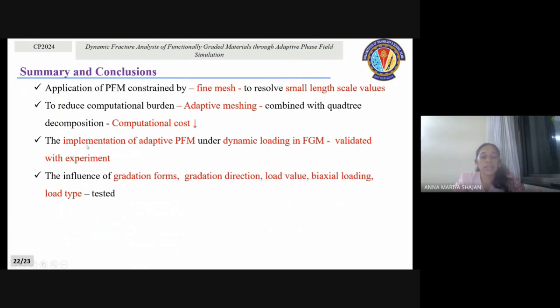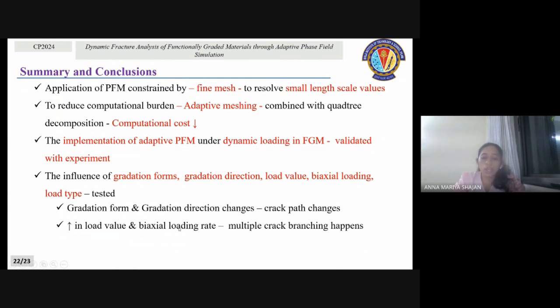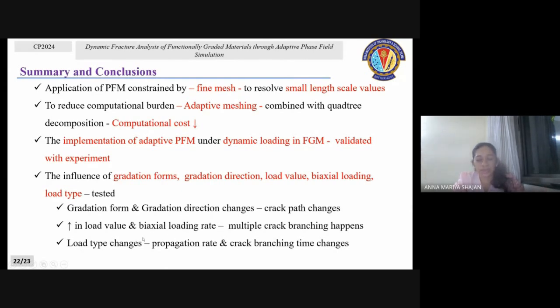Next, we have investigated the influence of the gradation forms, gradation direction, load value, biaxial loading, and the load type. The conclusions we obtained are that with the change in the gradation form and the gradation direction, the crack path will change. With the increase in the load value and the biaxial loading rate, we can see multiple crack branching happening. And when the load type is changing, the crack propagation rate as well as the crack branching type is changing. So whenever we are doing the construction of functionally graded material, we have to take care of all these parameters. So these are the conclusions that we have obtained.